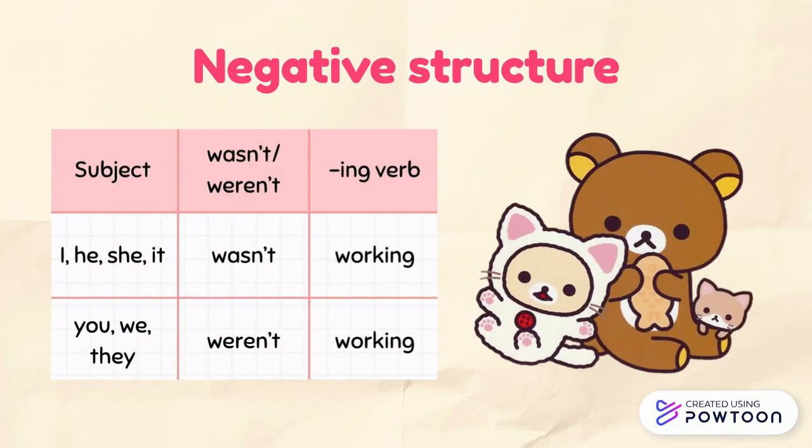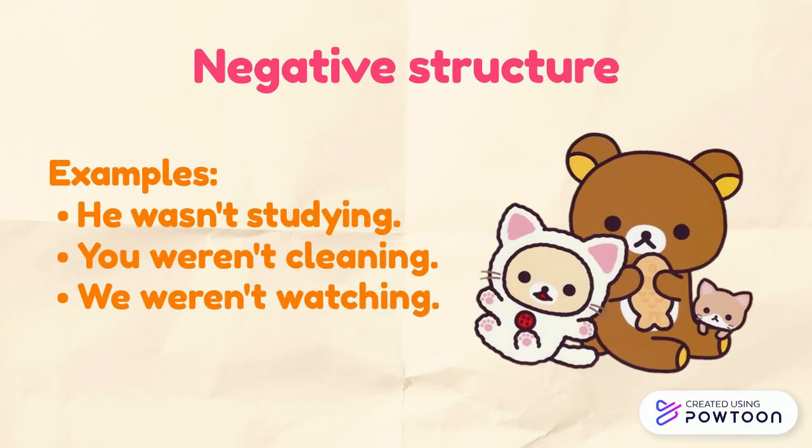To make negative sentences, we only need to add not to the auxiliary verb. So the structure becomes first the subject, then the auxiliary verb wasn't or weren't, and then the verb in ing form. Here are some examples. He wasn't studying, you weren't cleaning, we weren't watching. Nothing else changes.